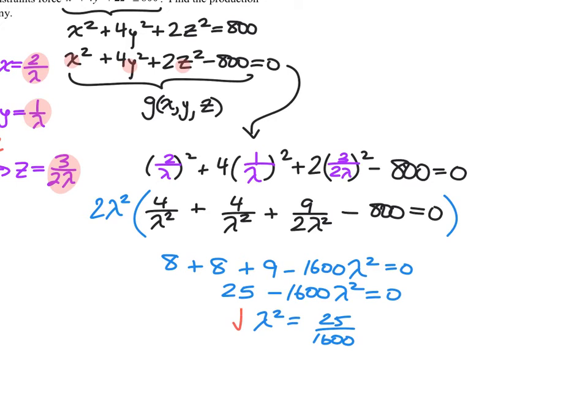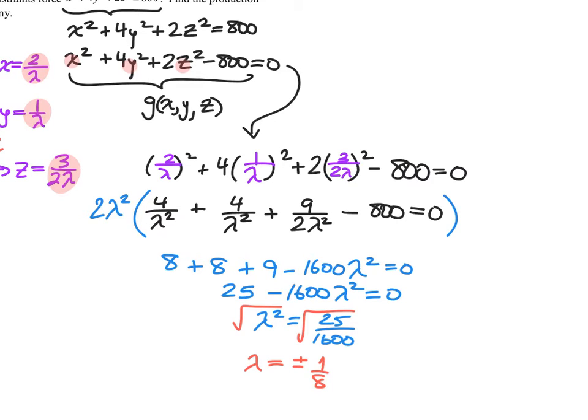But then when you root both sides, you get lambda is equal to plus or minus 5 over 40, which is 1 over 8. So plus or minus 1 over 8. So lambda could be two possibilities, but that's good news. It doesn't matter because we have a relationship between x, y, and z all with lambda.